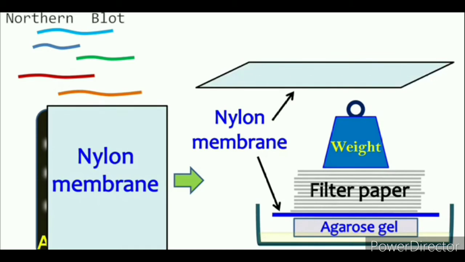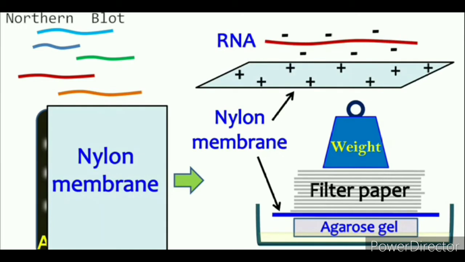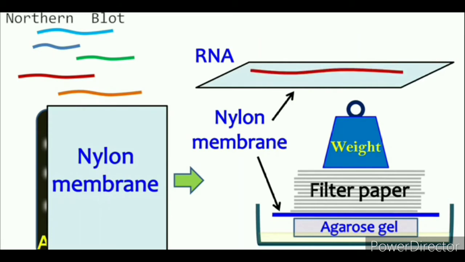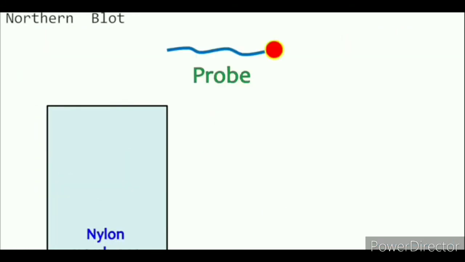The interaction between the nylon and the RNA: nylon membrane has a positive charge while RNA has a negative charge. Because of this, the RNA easily binds to the membrane. Once binding occurs, the RNA is immobilized on the membrane by treating the membrane with UV light or heat. Once the RNA is immobilized, it is treated with a labeled probe.